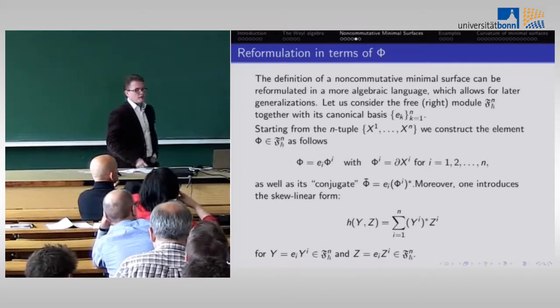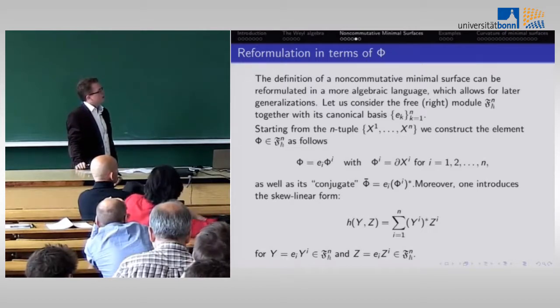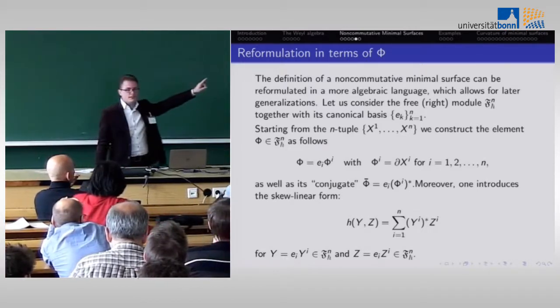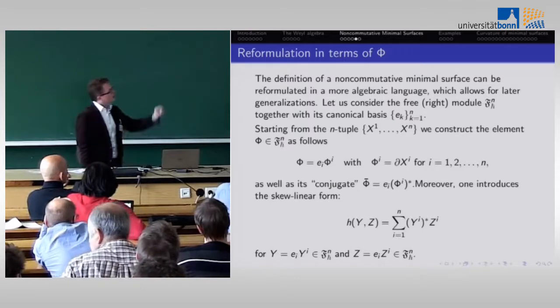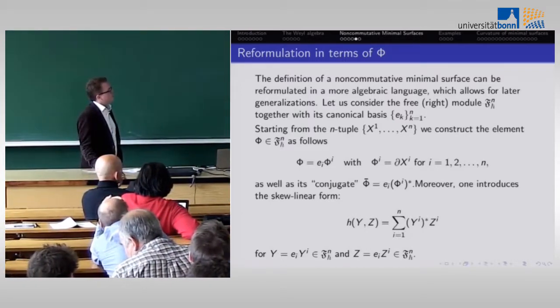And we want to have a metric, or a skew linear Hermitian form like this. So this is the very simple one. Of course, on free modules, you conjugate the first one, multiply by the second component, and you sum over the components, right?